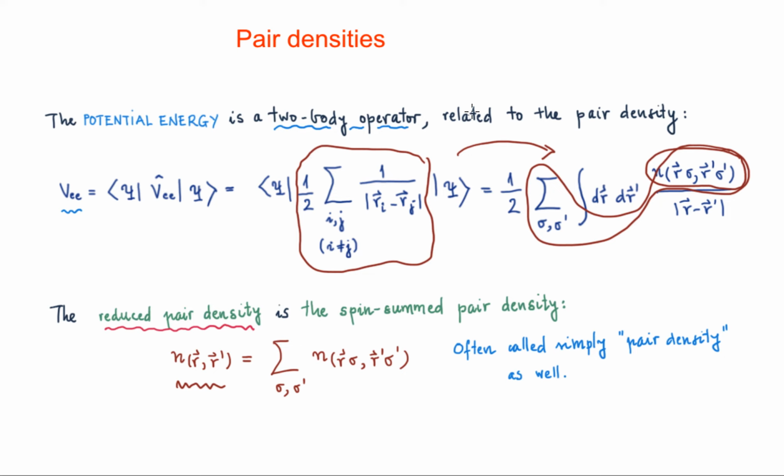So here we have defined another density-related magnitude, which in this case depends on the position of two electrons. And that's actually quite an interesting magnitude in the sense that it depends on the position of two electrons. It's going to be a very useful magnitude to analyze the correlation between the electrons.